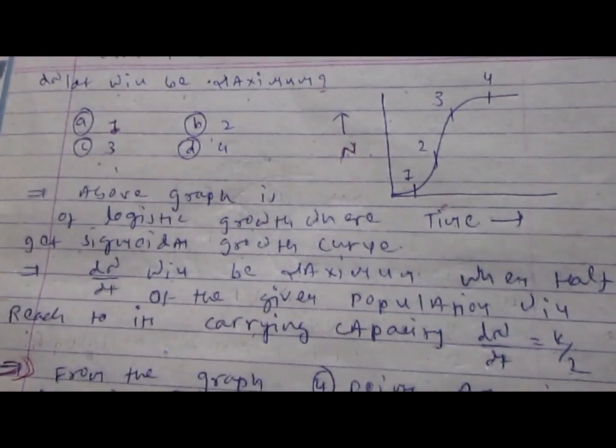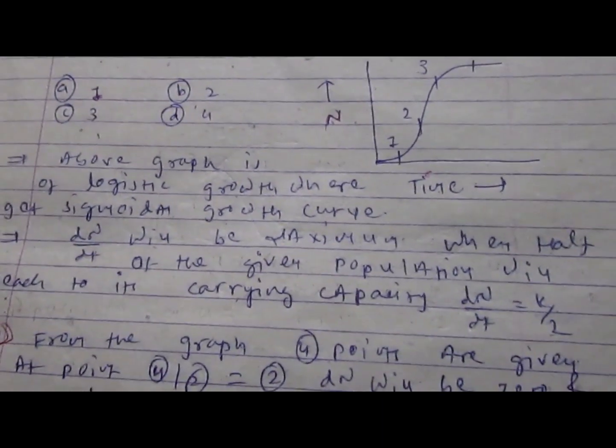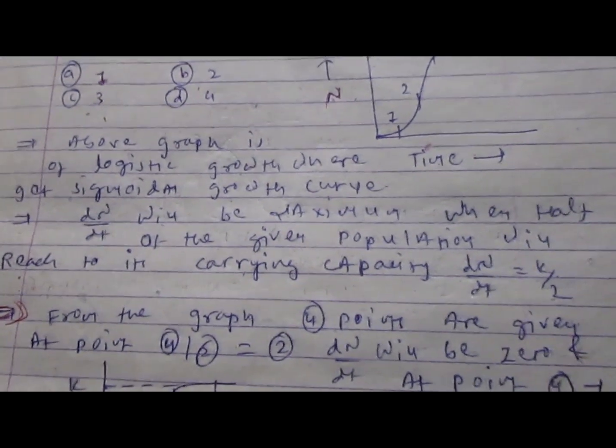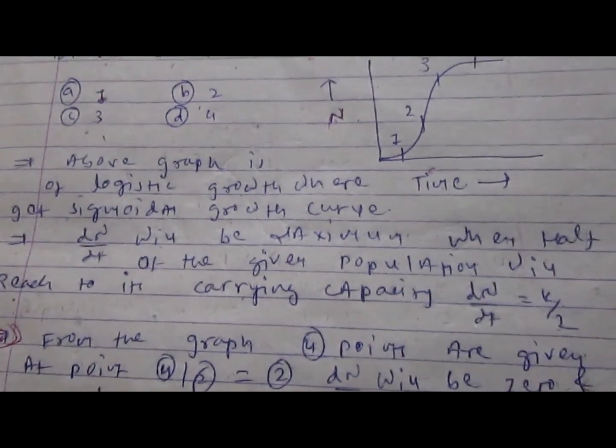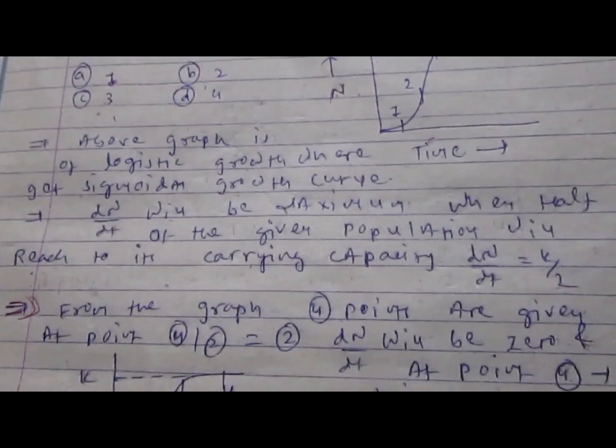Here, the change in the population rate, that is dN/dt, will be maximum when half of the population reaches its carrying capacity. So dN/dt will be maximum, that is equal to K/2, or else 1/2 K.